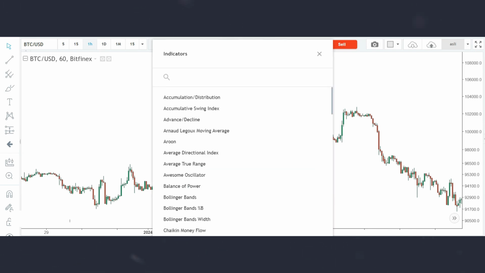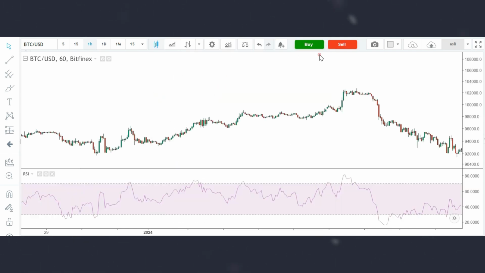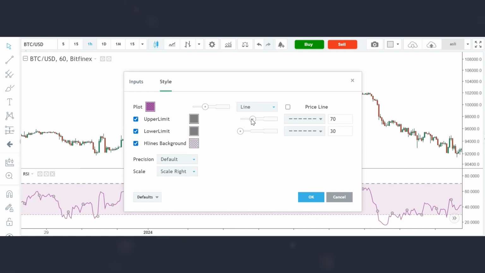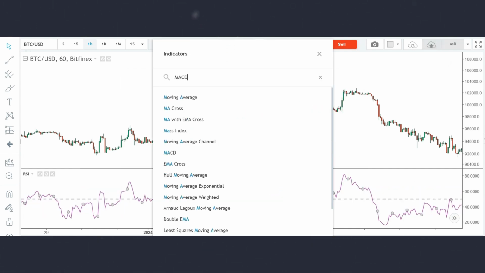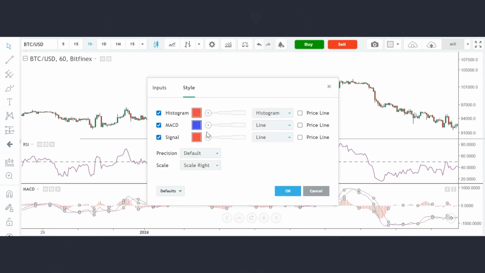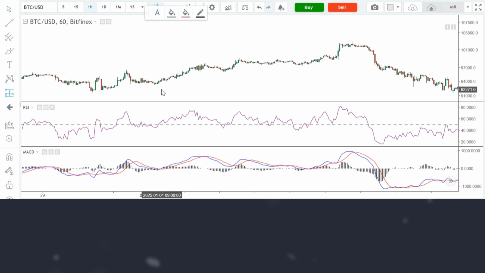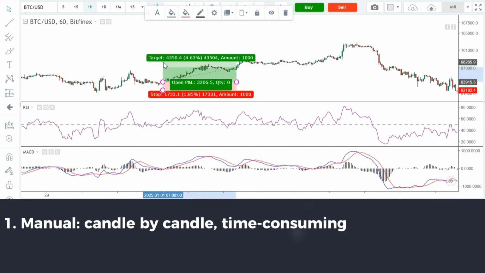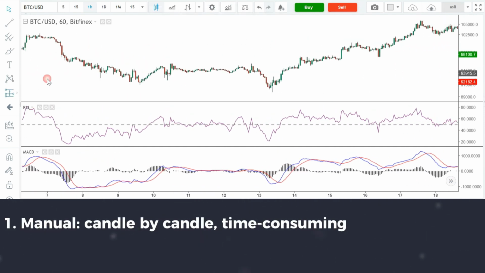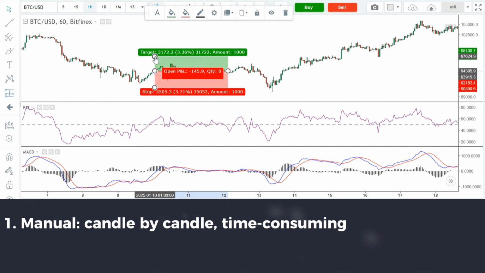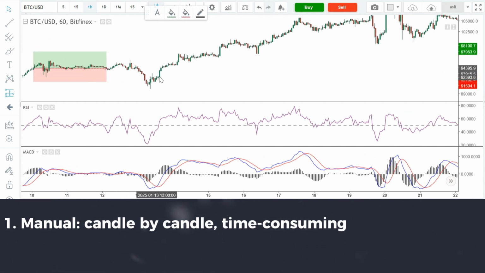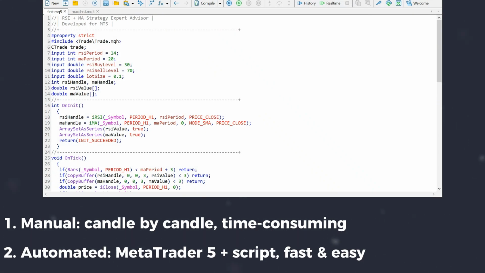So now it's time to backtest this strategy and see if it's actually worth spending more time on refining and optimizing. We'll test it from January 1st, 2025 to July 1st, 2025, a solid 6 month period. Here are 2 ways to do this for free. 1. Manually scroll the chart candle by candle, note every trade signal, then track wins and losses. Takes a lot of time. 2. Use MetaTrader 5 with a script that runs the test automatically in minutes, way faster.